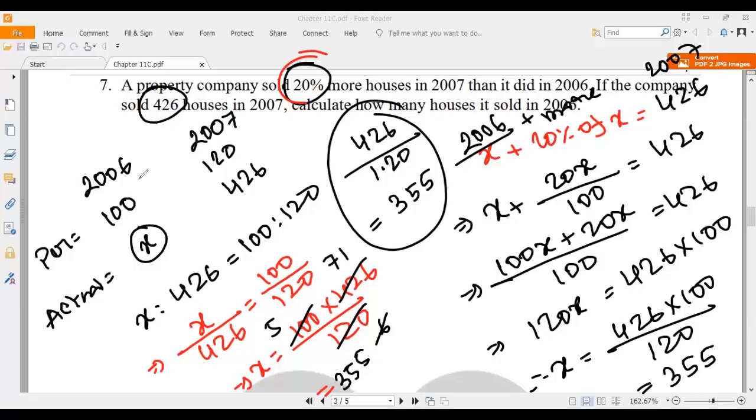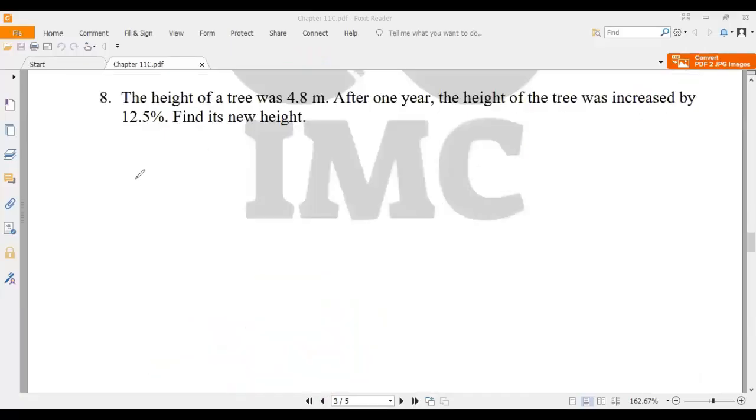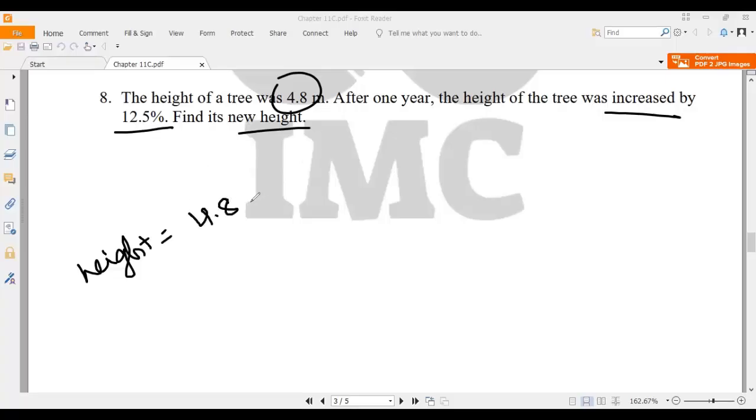Now, question number 8. Question number 8 says the height of a tree was 4.8 meters. After 1 year, the height of the tree was increased by 12.5%. Find its new height. So what will be the new height? The new height will be 4.8, the original height, increased by 12.5% of 4.8. So now we need to do the calculation.